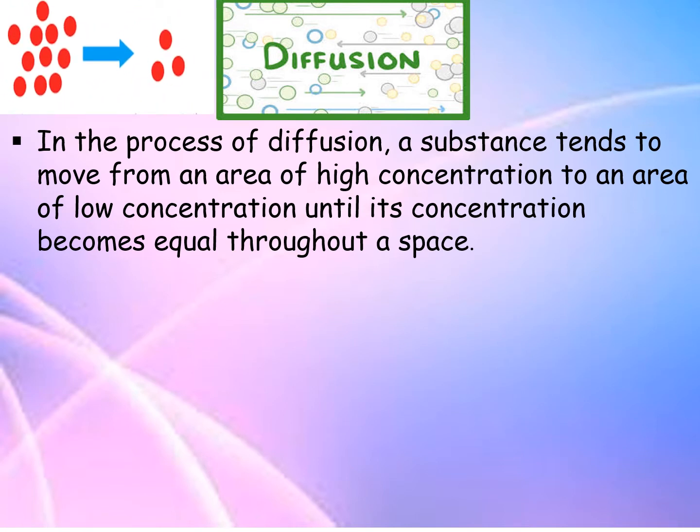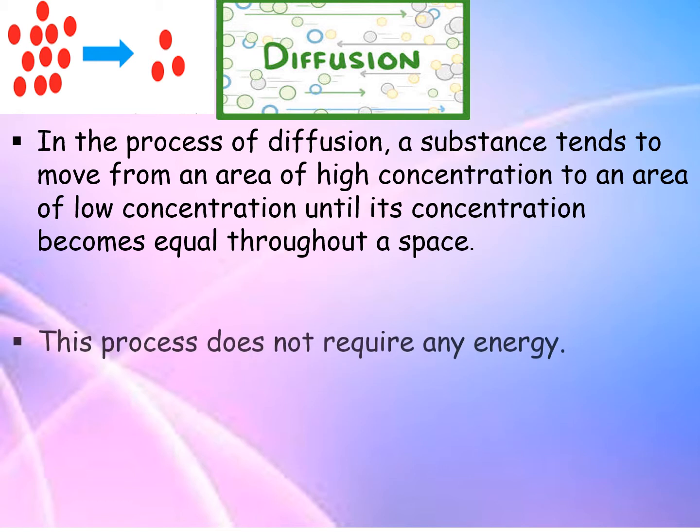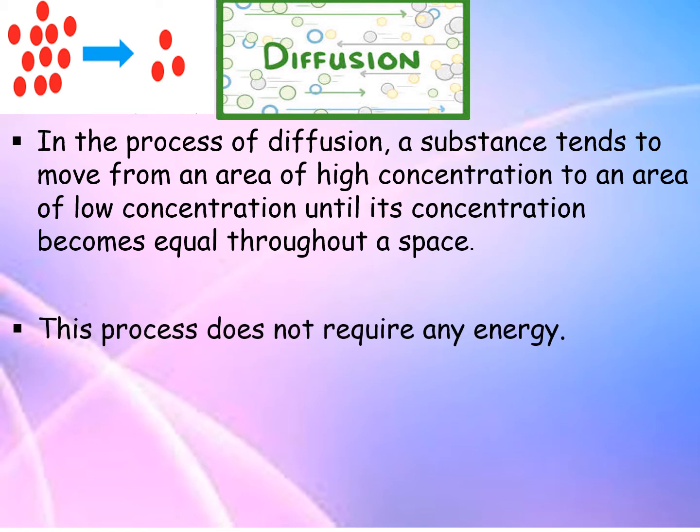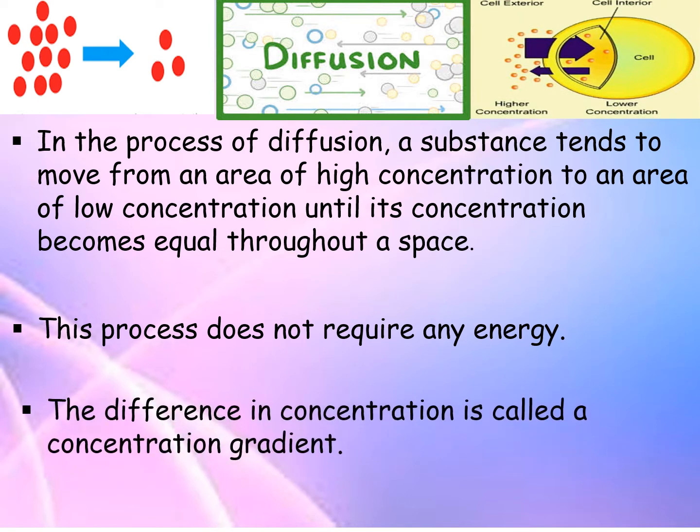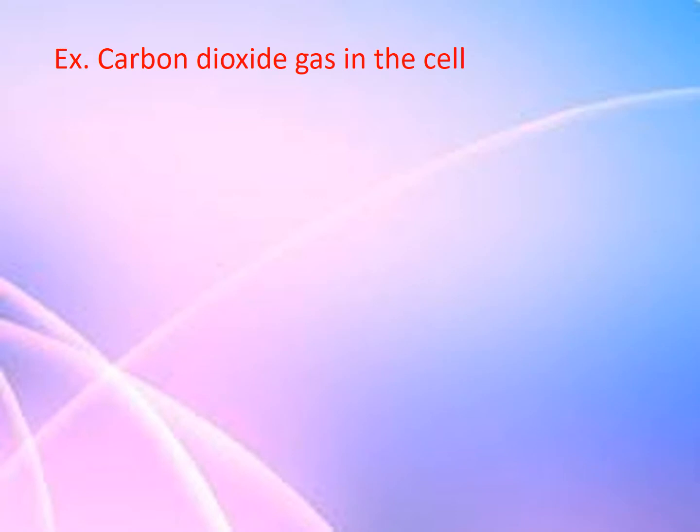You can see this picture. Diffusion happens from a high concentration level to a low concentration level. This process does not require any energy. The molecules of carbon dioxide are constantly moving about because of their kinetic energy. The difference in concentration is called the concentration gradient. Carbon dioxide gas in the cell.